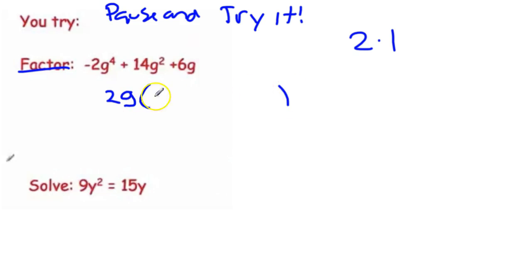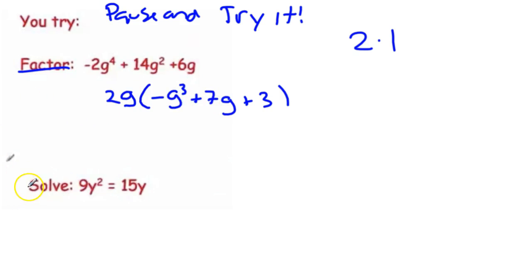All right, now it's time to fill in the inside. Negative 2 divided by 2, well, that's negative 1, so it's going to be negative. And then this was g to the fourth. This is just g to the 1. G to the fourth divided by g is g cubed. 14 divided by 2, that's 7. G squared divided by g, well, that's just g. And 6 divided by 2 is 3. G divided by g is 1, so we just leave it as 3. So there we go, factored.